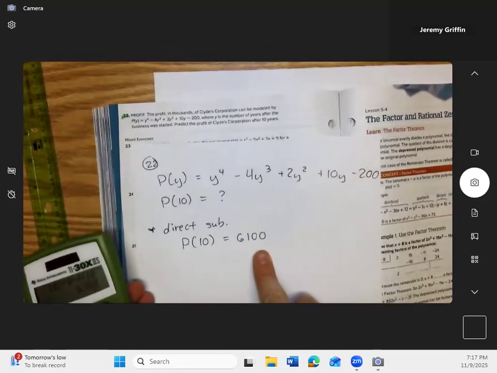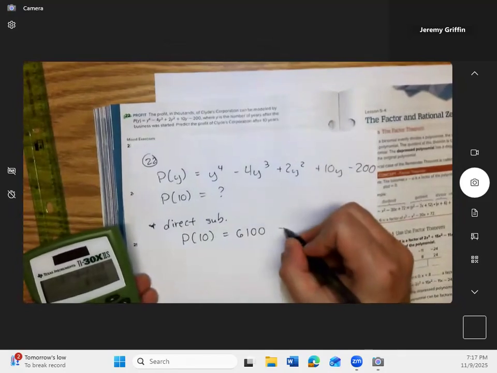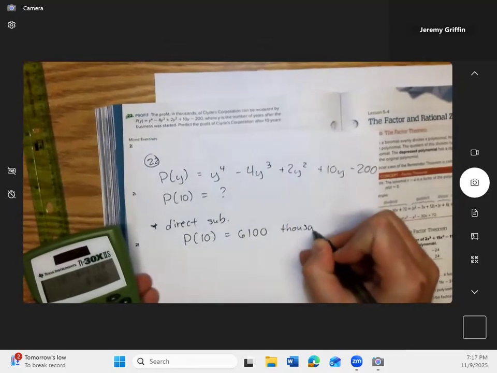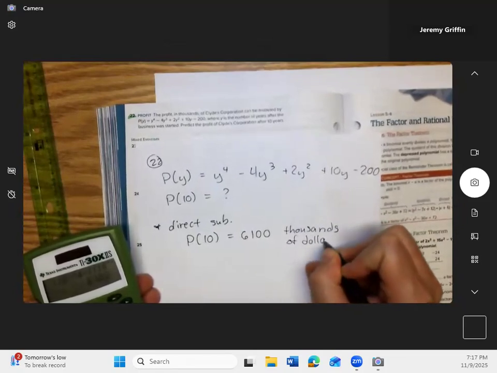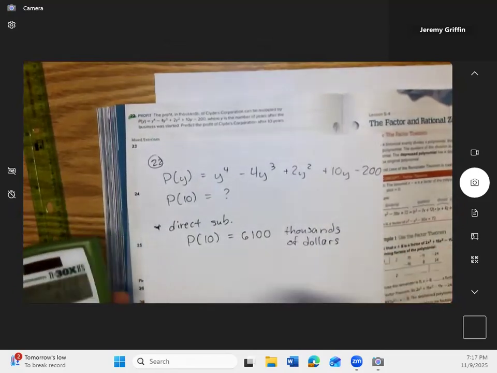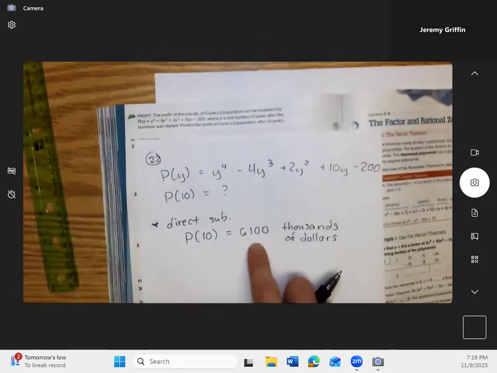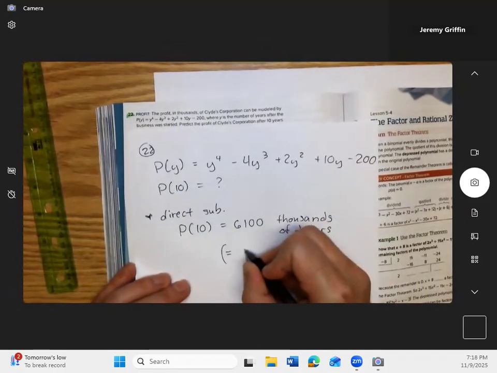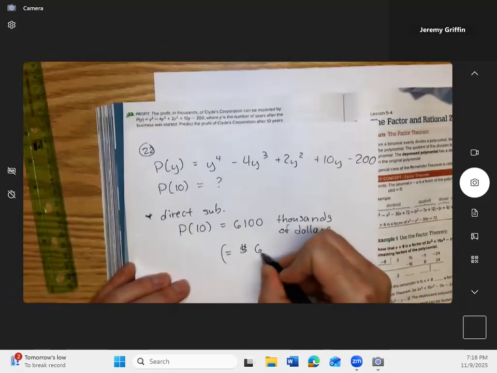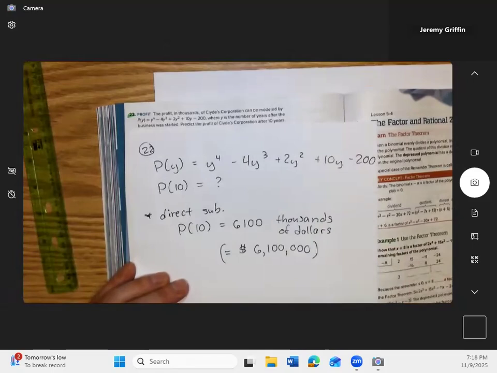Now that's the number on my screen. Remember, this is in thousands of dollars. So as I'm doing this math, whatever method I use, direct substitution or synthetic division or long division, this is the number I should keep getting, 6,100. But keep in mind what that really means. So I'll put this in parentheses. That's the same thing as $6 million, right? Makes sense.